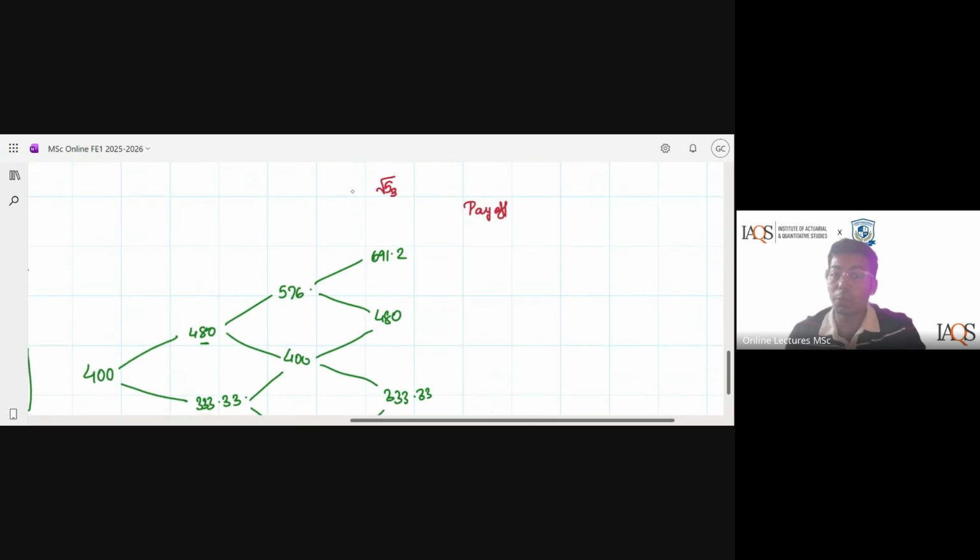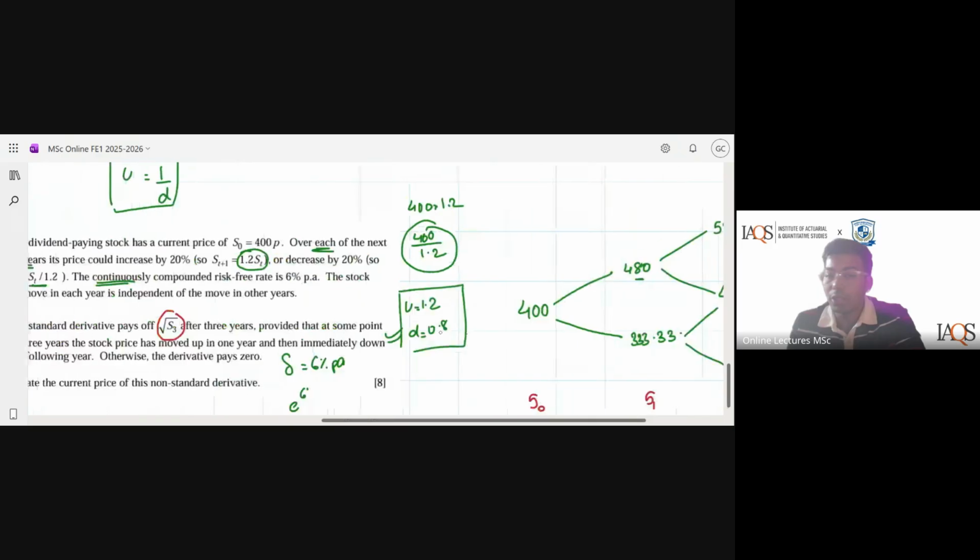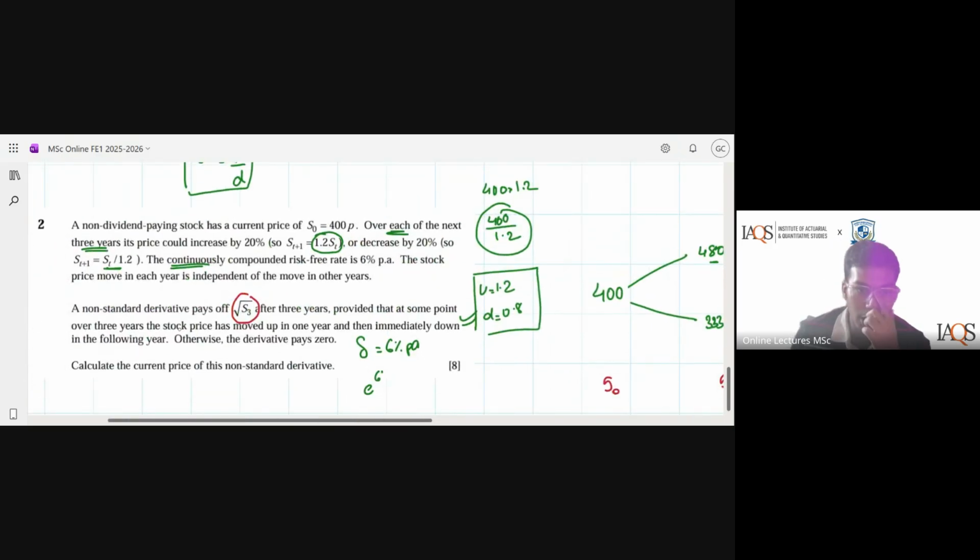They are saying you will get the payoff, which will be the square root of these values. But there has to be a condition for that, provided that at some point over 3 years, remember they've said at some point over 3 years, the stock price has moved up in 1 year and then immediately down in the following year.